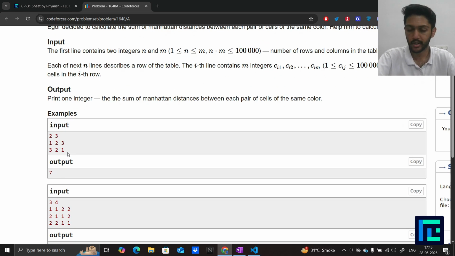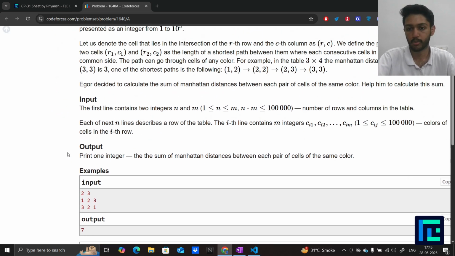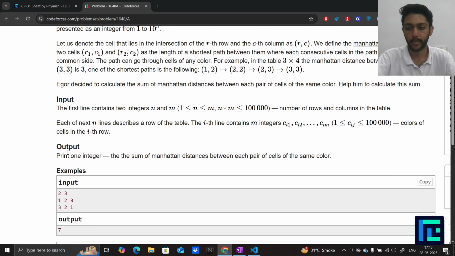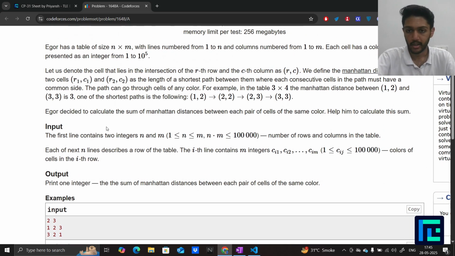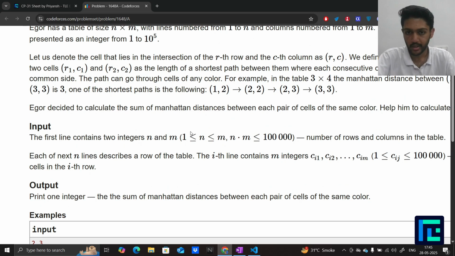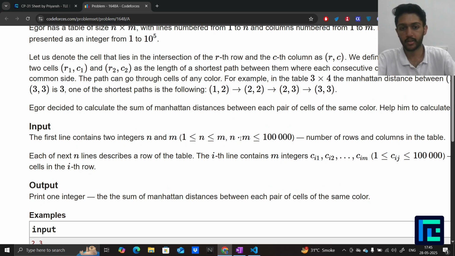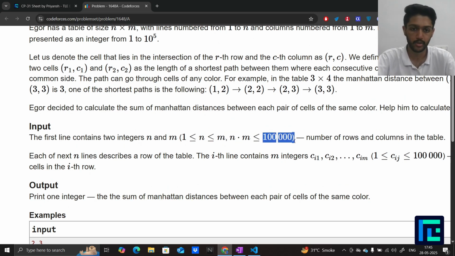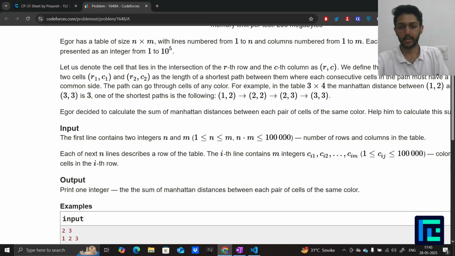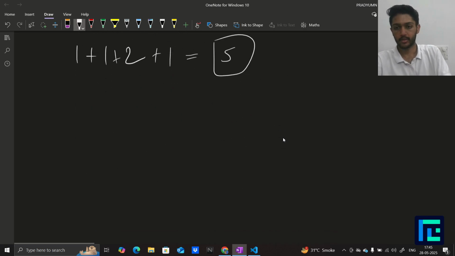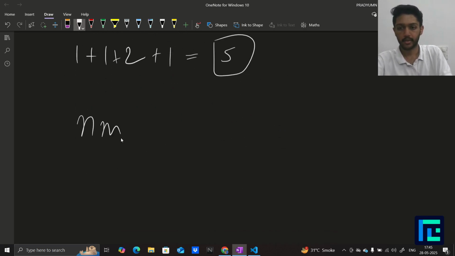You have been given this grid, and you have to find out the sum of ratios of all pairs having the same color. And the constraints here are that n into m is less than or equal to 10 to the power 5, or 1 lakh.